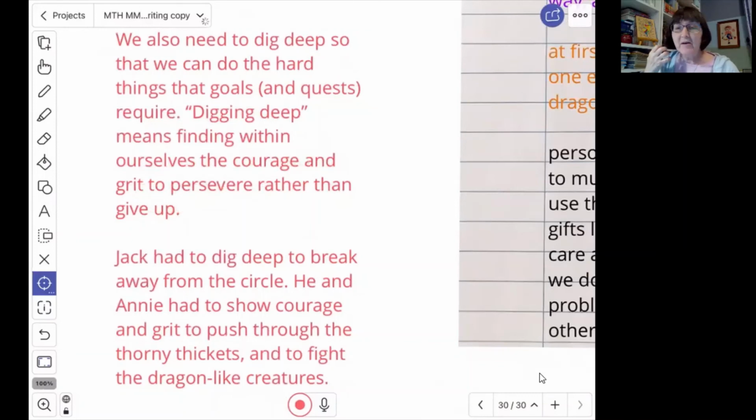It's really about saying, I'm tired, but I'm going to finish the race. I'm tired, I'm discouraged, this is so hard. The twigs are snapping at my face, the thorns are scratching my skin, I want to turn around. But it's saying, I can do this. I am not giving up. I will persevere. I am determined. I can do this. That is digging deep, to keep going and to not give up.